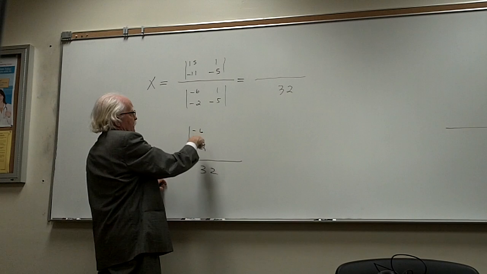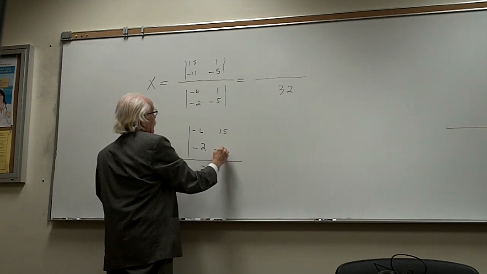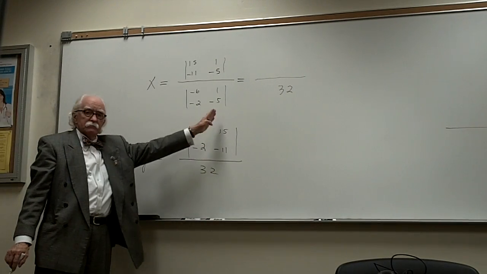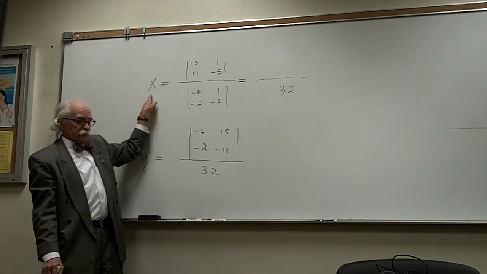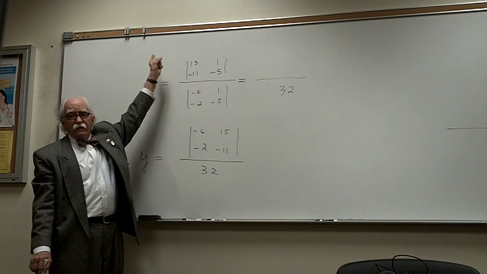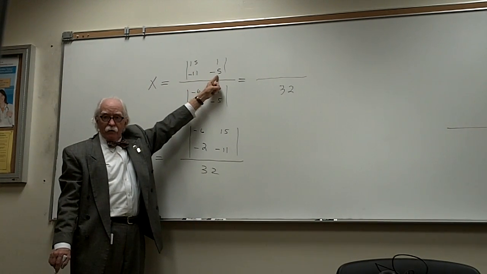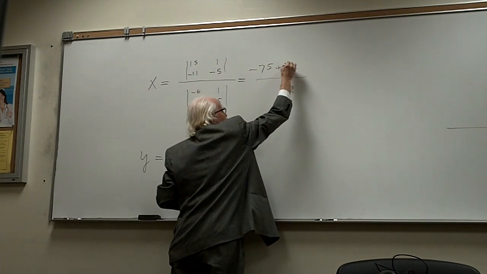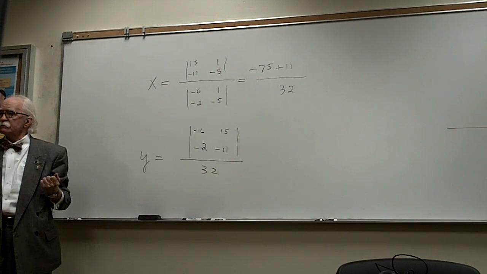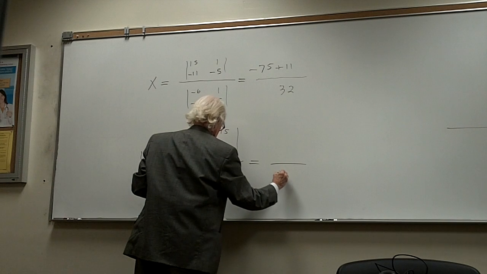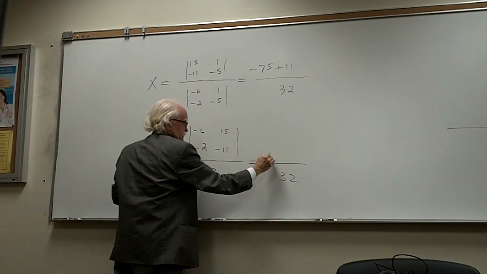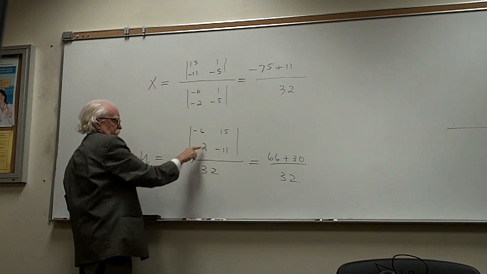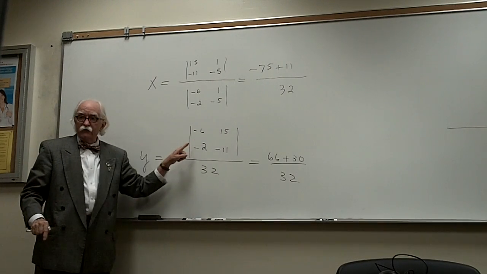You leave these alone, and you replace the y's with the column on the right. Everybody see the y column? You see the x column? That's because we're solving for x. That's what we're solving for y. And we do the same thing. You multiply. This times this is how much? Minus 75, right? And this times this is a minus 11, makes us what? Plus 11. Always change the sign. This times this is plus 66, and then plus 30. Does everybody see that this is plus 30? See this? Plus 30, right?